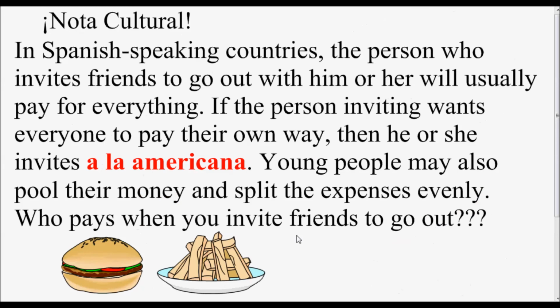Now let's look at some cultural notes. Nota cultural. In Spanish-speaking countries, the person who invites friends to go out with him or her will usually pay for everything. If the person inviting wants everyone to pay their own way, then he or she invites a la americana. Young people may also pool their money and split the expenses evenly. Who pays when you invite your friends to go out?